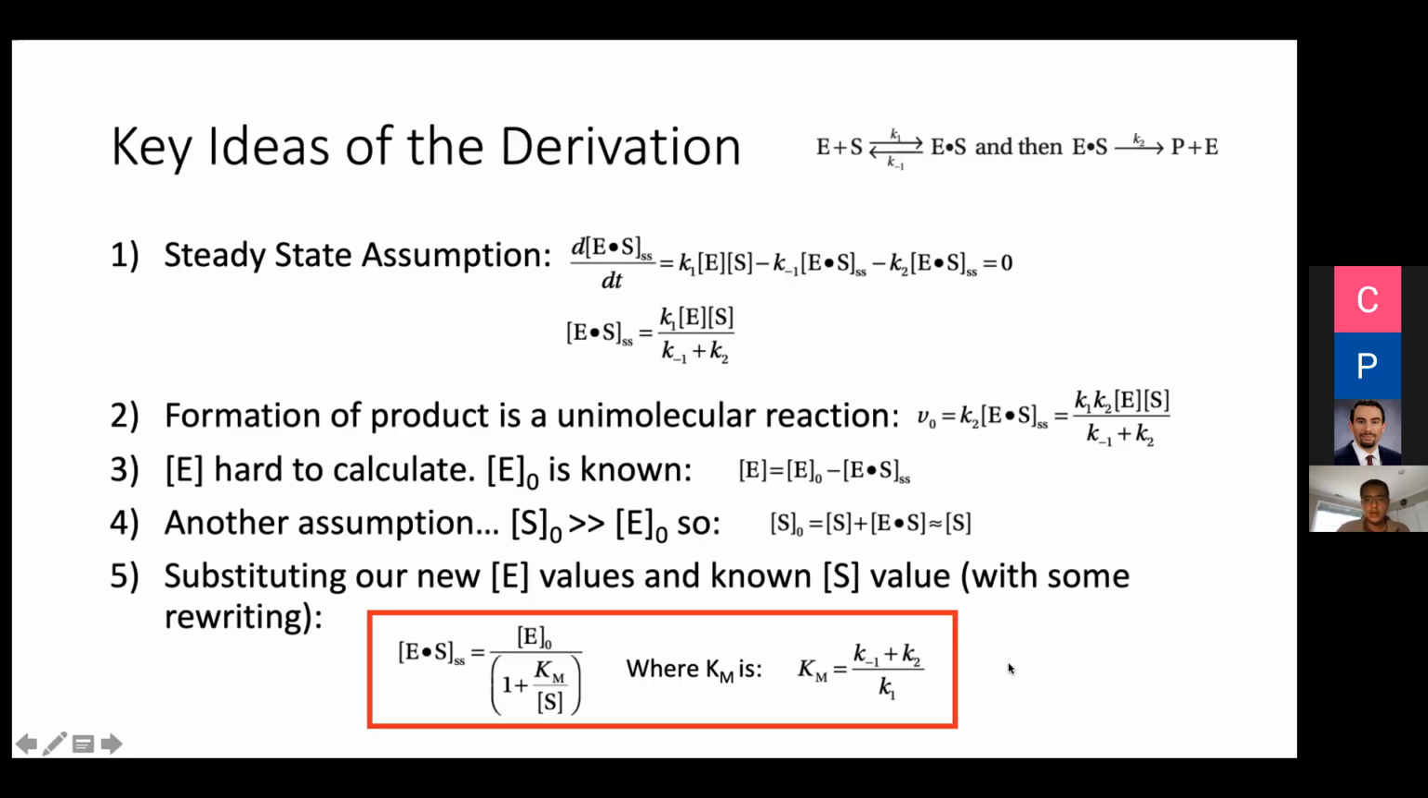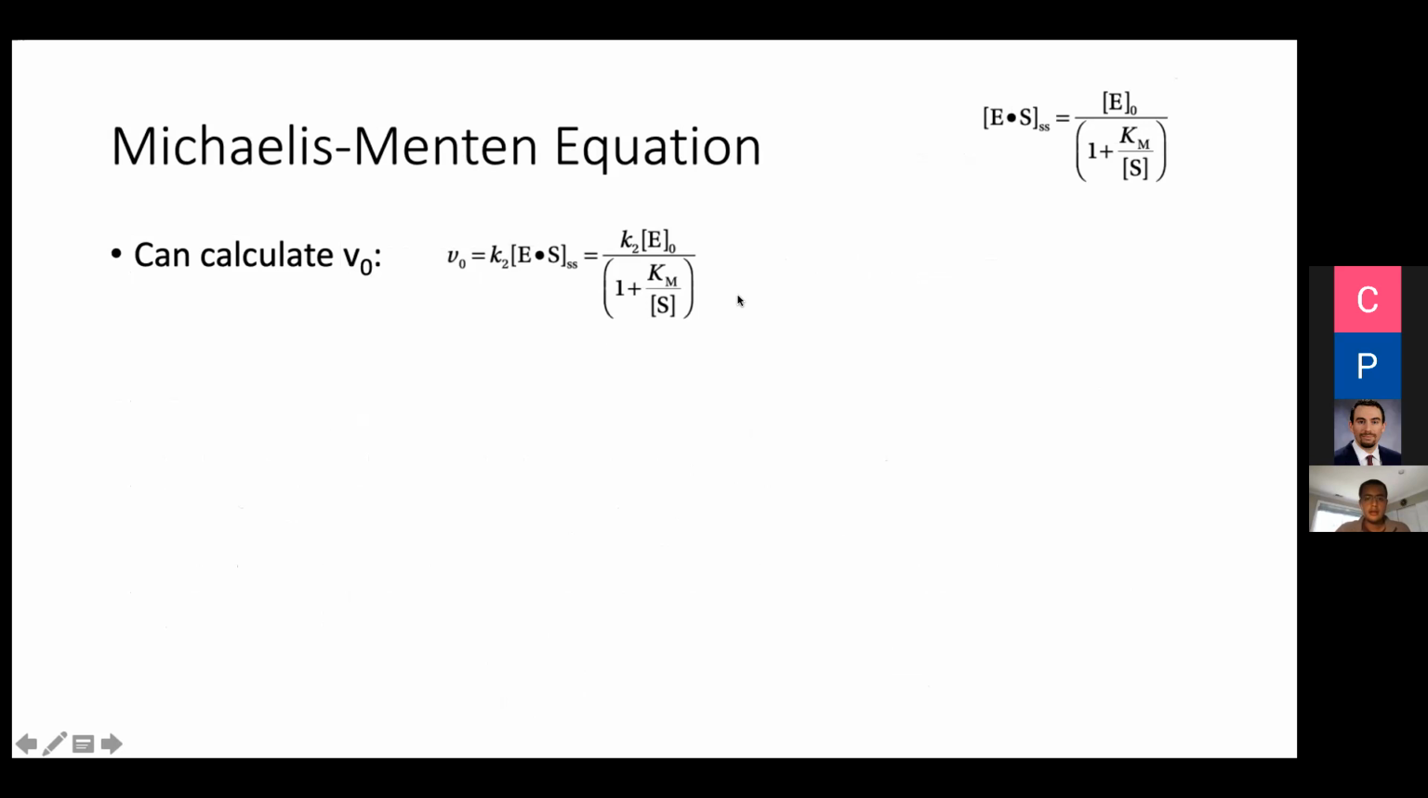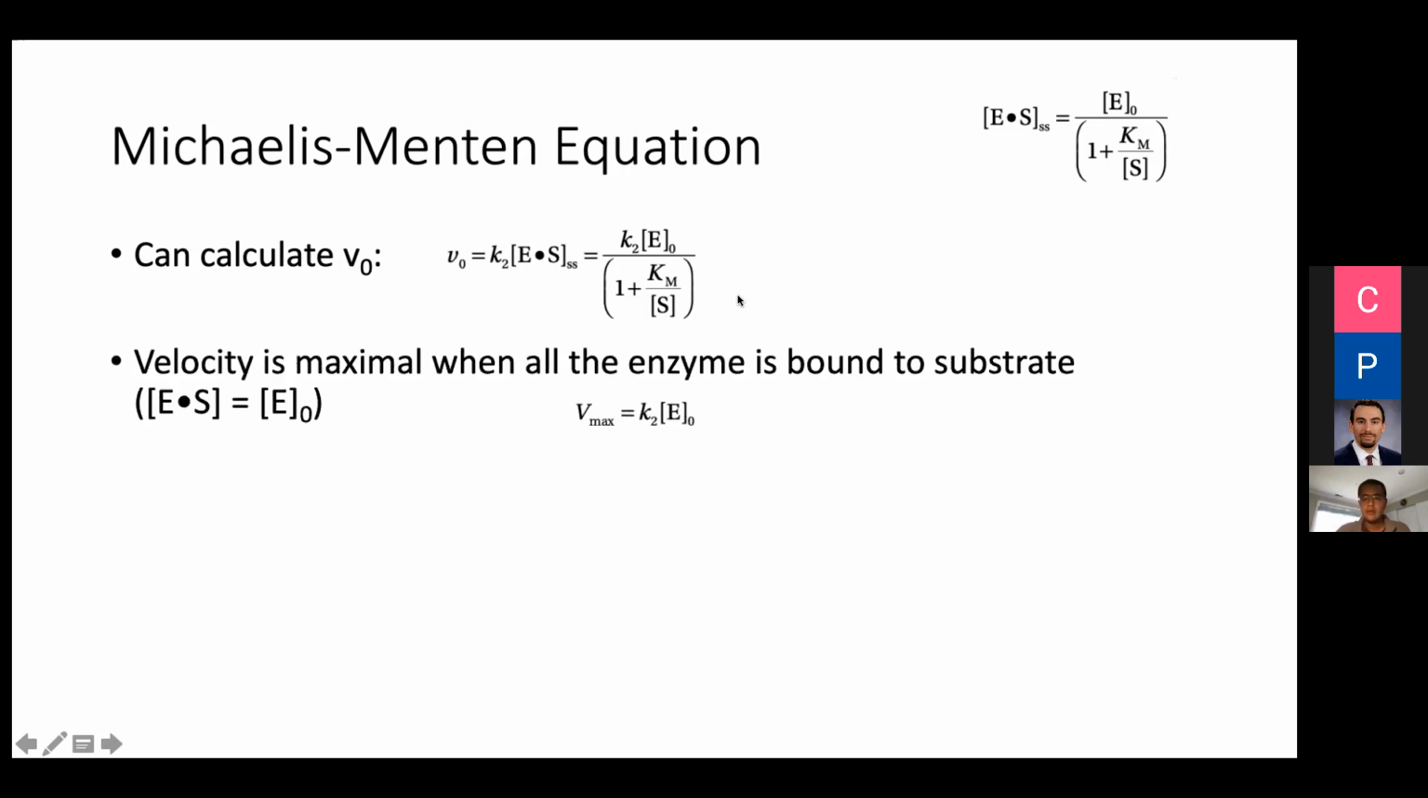If we notice here, we had this equation for V naught, so we can plug this back into here. And then if you go back to the very first slide, I said that there's another term, the V max. And when you think about the V max, it's essentially when this maximum velocity is happening, when all the enzyme is bound to the substrate. So how do we put that in mathematical terms? Well, it's simply when the initial concentration of the enzyme is equal to the enzyme substrate complex. That's saying that all the enzyme is bound to the substrate.